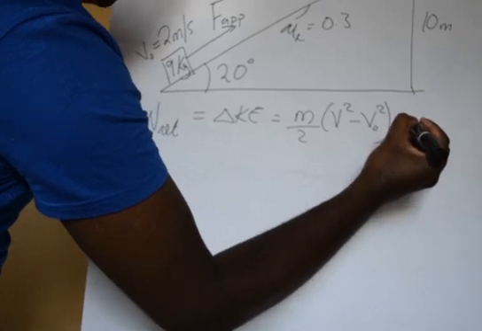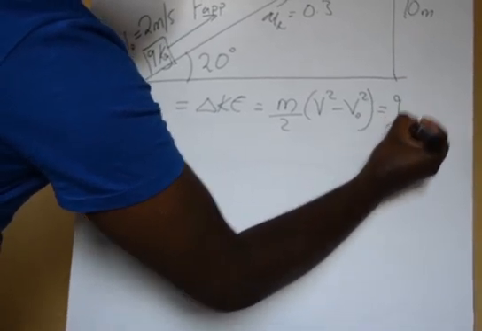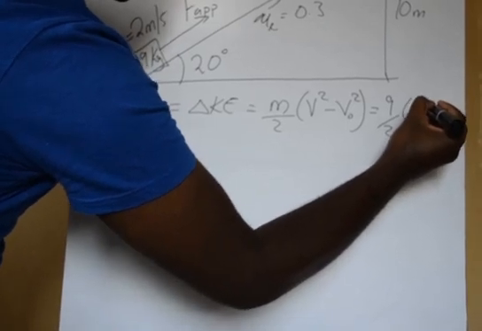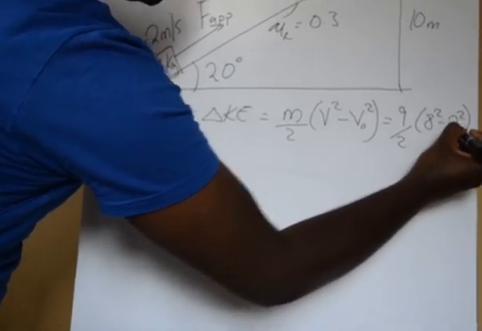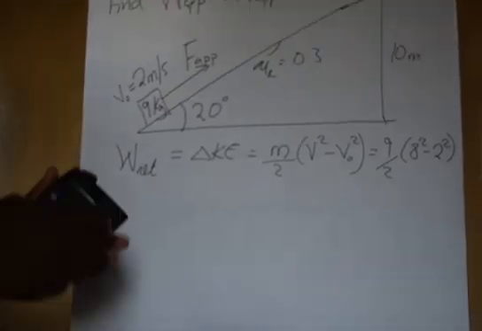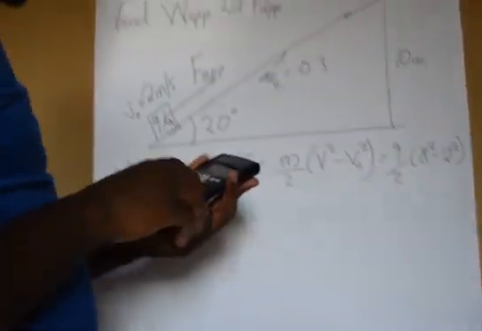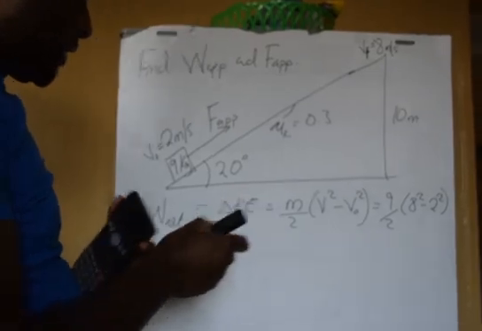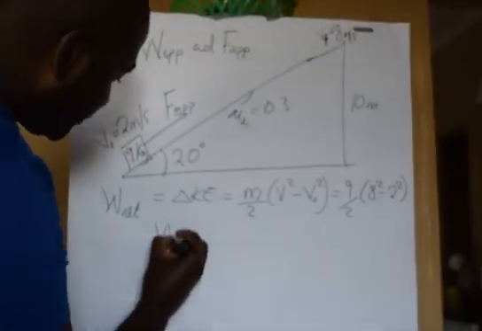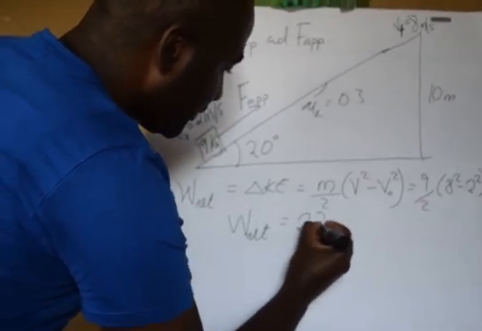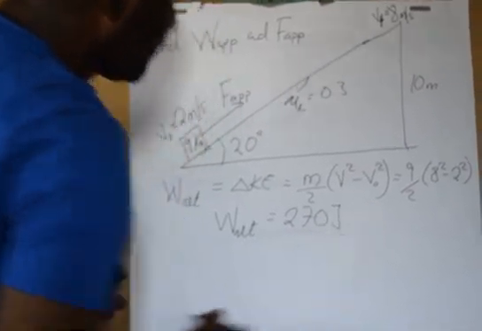So this will be 9 over 2 times 8 squared minus 2 squared. So 8 squared is 64 minus 2 squared, which is 4, that's 60. 60 times 4.5 will give us the net work, which is 270 joules.